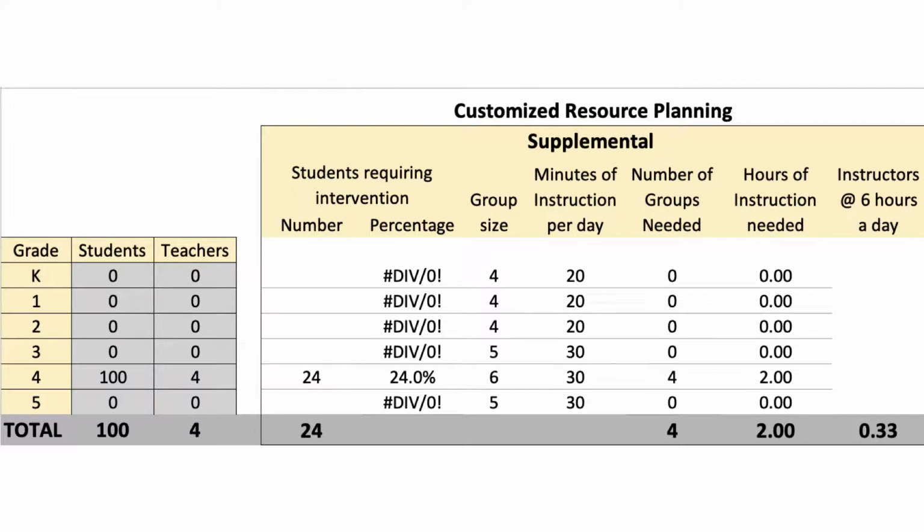So what you see here is their third attempt at using the intervention resource planning tool, and they determined that they have one interventionist who serves grades 3, 4, and 5. So fourth grade has about a third of that time, or a third of an FTE. And so with that allocation, they could have 4 math groups daily, serving 24 students. So 4 groups of 6 at 30 minutes per day would be 2 hours of instruction, and that would be the equivalent of a third of a position providing that instruction.